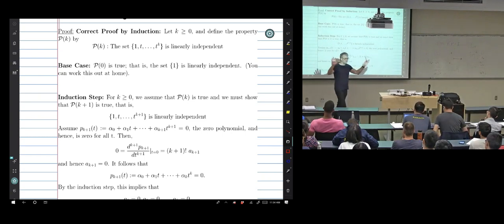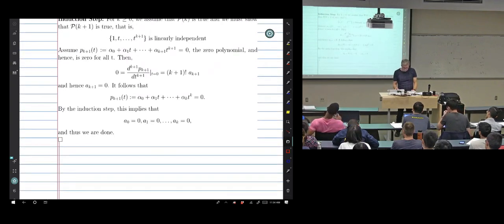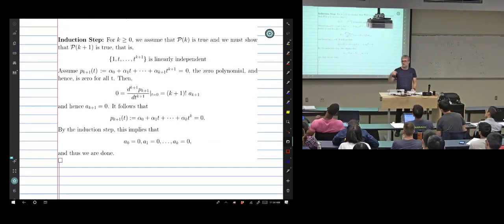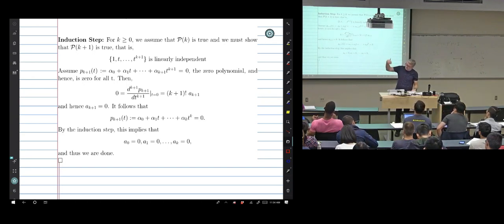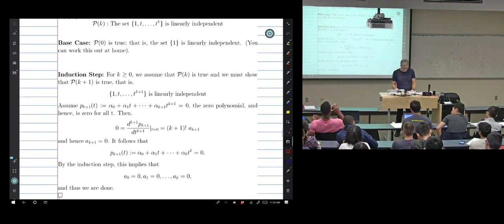So it follows the same ideas by doing differentiation. The derivative of 0 is 0, and so the second derivative of 0 is 0. The third derivative of 0 is 0. The fourth derivative and the kth derivative, etc.